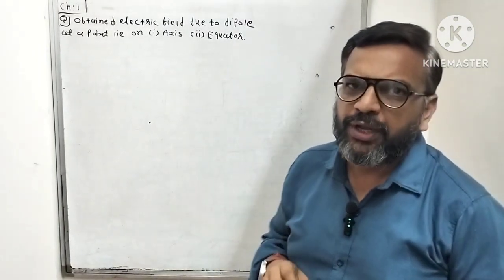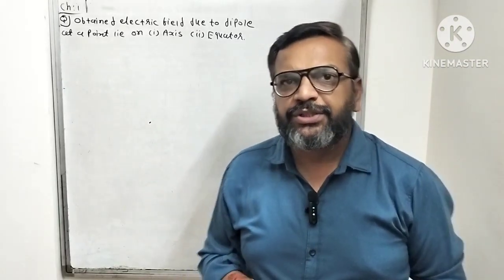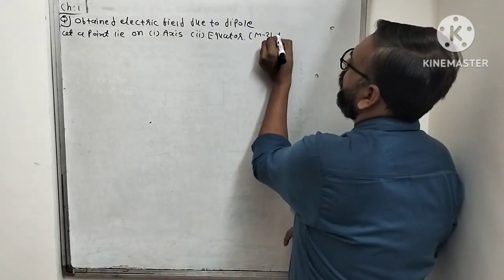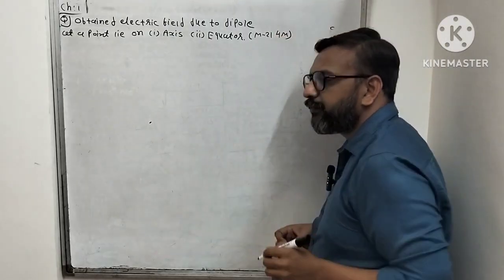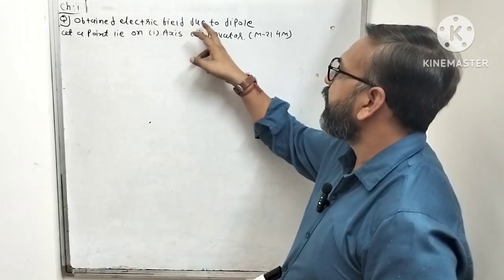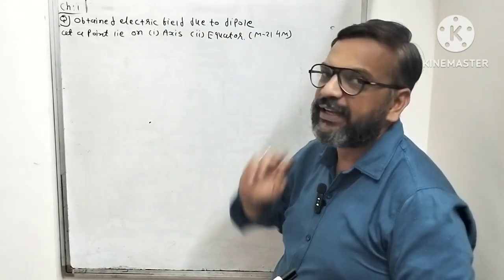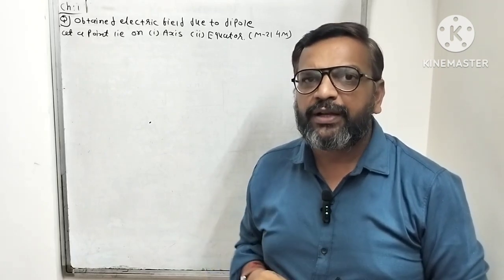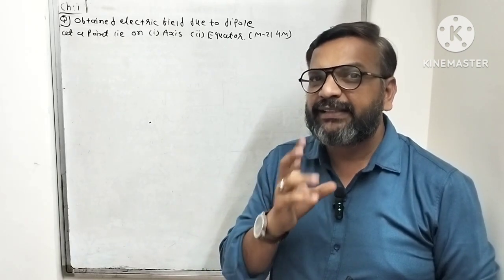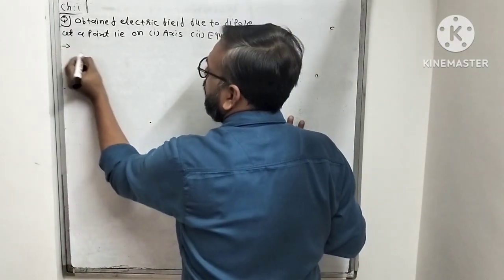Good morning, students. Today we are going to learn a very important question which was asked in May 21 for 4 marks. So let's start. Obtain the electric field due to a dipole at a point lying on the axis and on the equator. First of all, here we learn the electric field due to a dipole for an axis point. So let's start. First of all, we draw the figure.